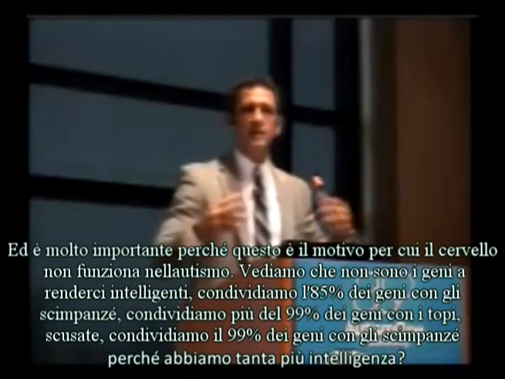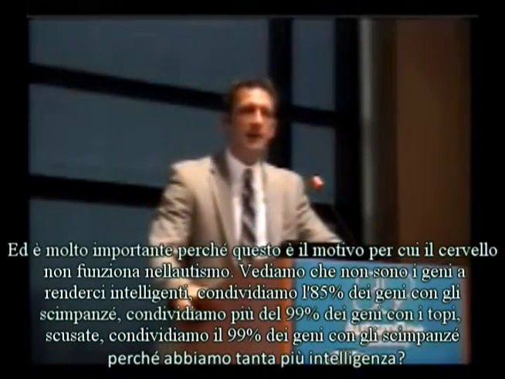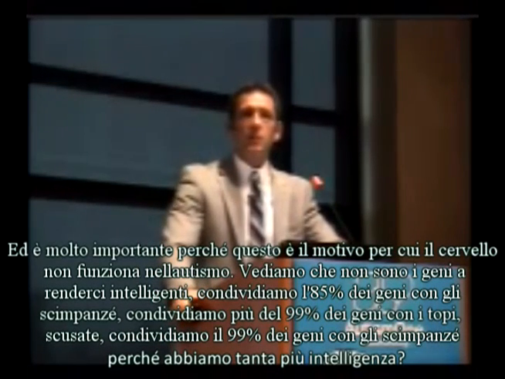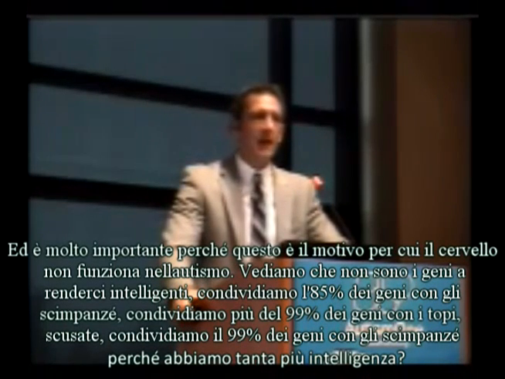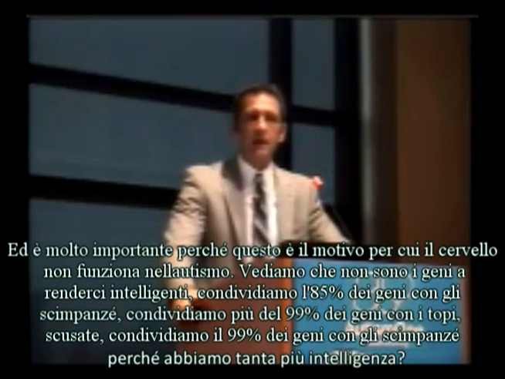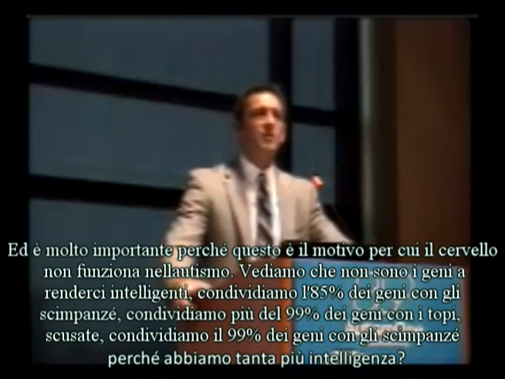And this is very important, because this is why it doesn't work in autism. What we see is that it's not genes that make us so much more intelligent. We share 85% of the same genes as chimpanzees. We share more than 99% of the same as mice, excuse me. We share 99% of the same genes or more as chimpanzees. So why do we have so much more intelligence?